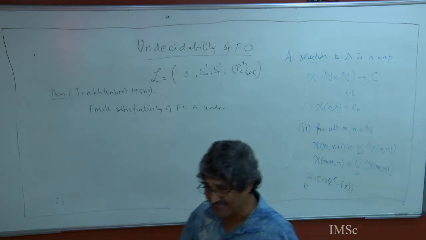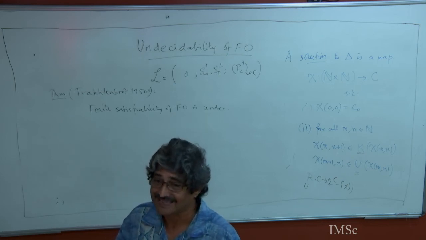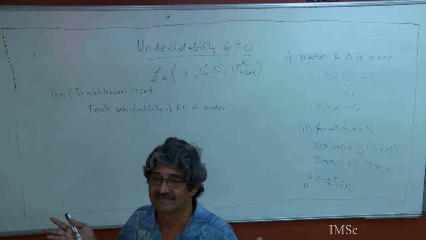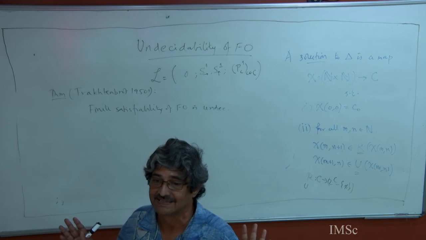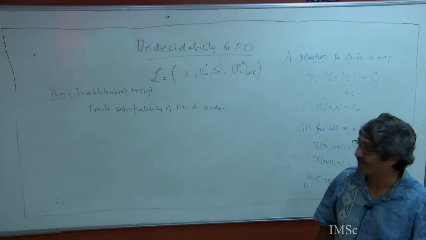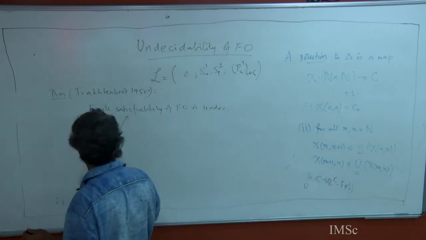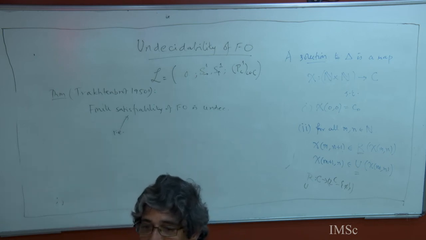What do we mean by that? What is the problem? You are given a formula. I am interested in asking, is there a finite model? I just want to know if it is satisfiable. Now clearly this is RE. Why is it RE?